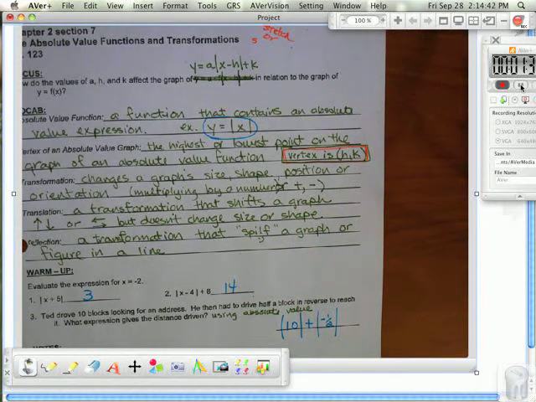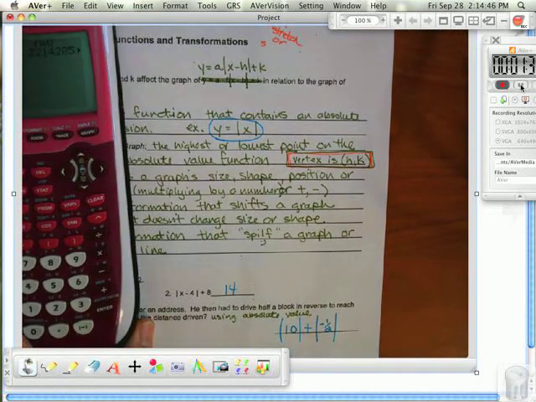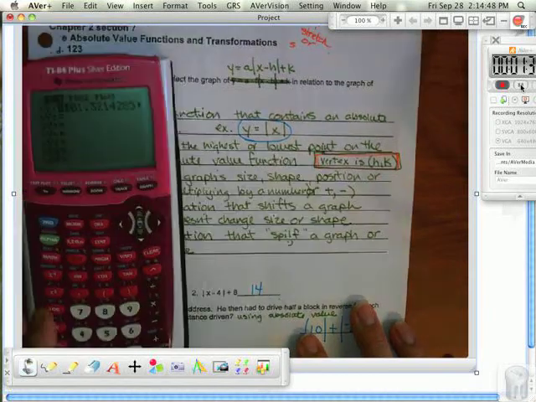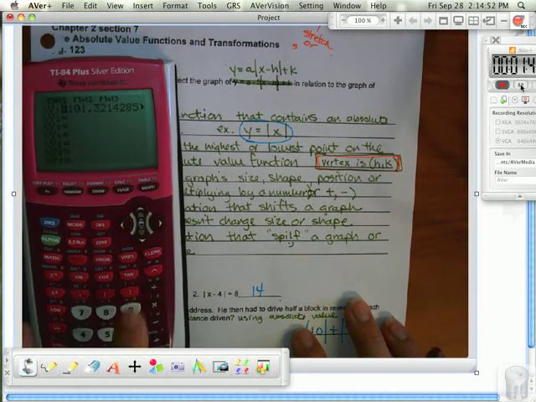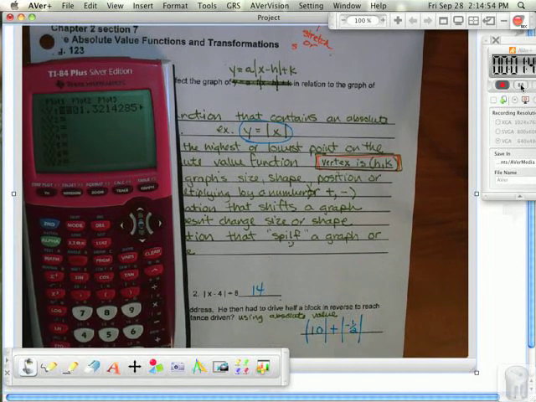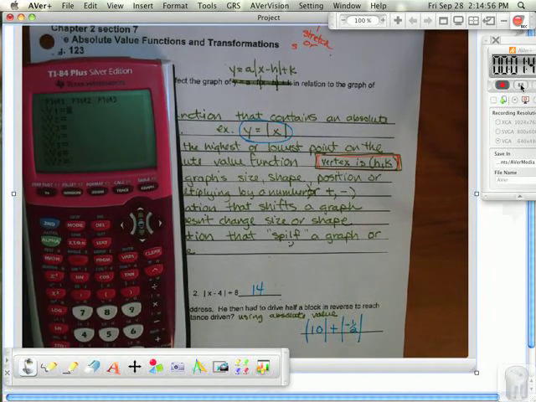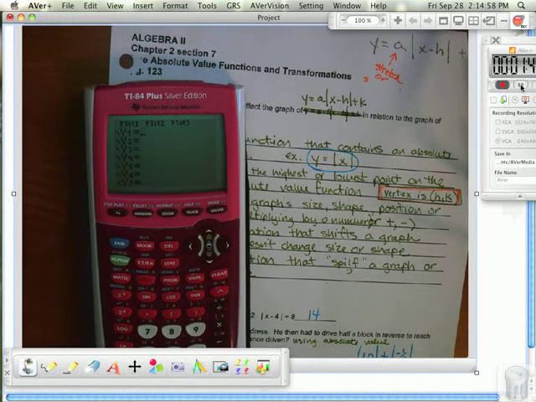Let's graph it. Get your calculator out. You guys really have to stay with me here. Arrow up, turn your plot off. You don't want any plot on, and you want to clear all your equations. Nothing, okay? Nothing.